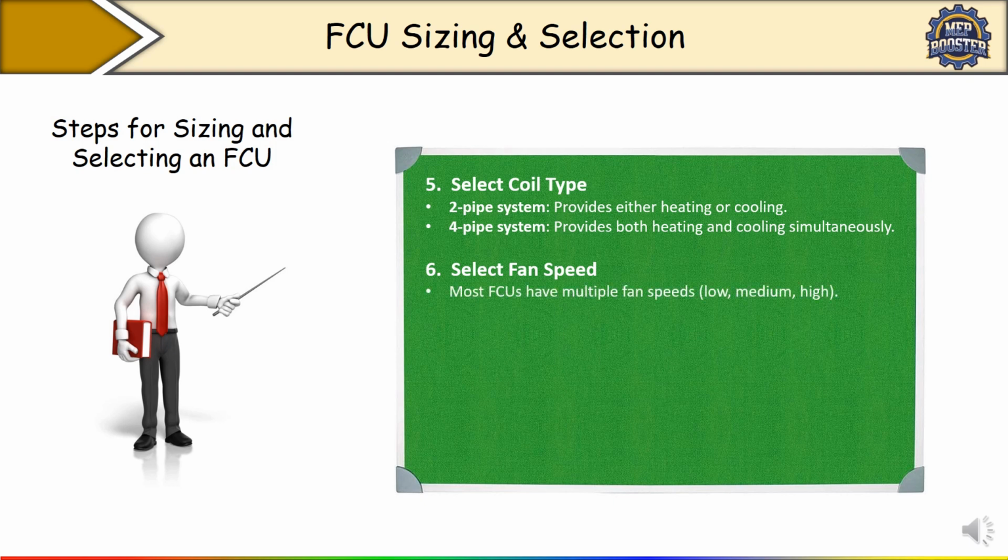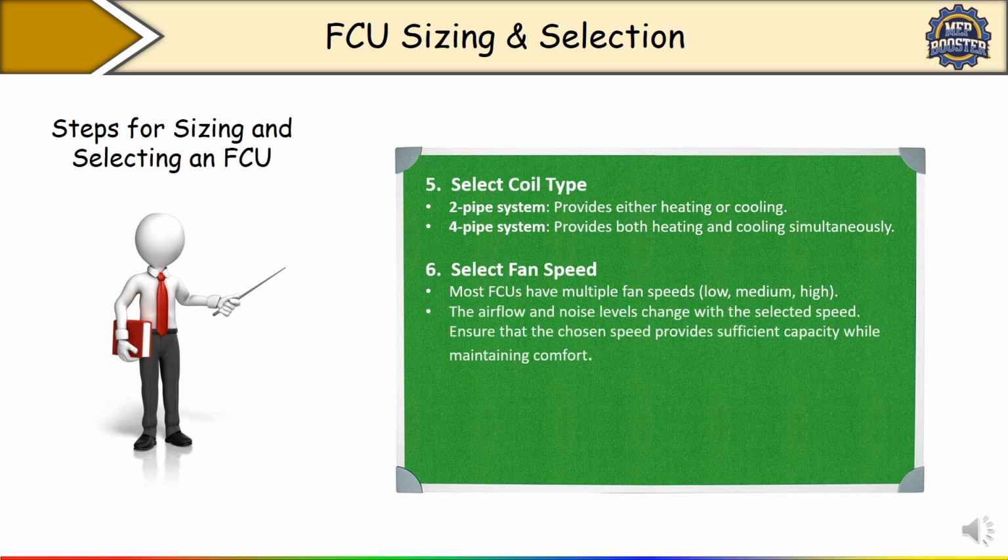Now select the fan speed. Most FCUs have multiple fan speeds: low, medium, high. So the airflow and noise level change with the selected speed. Ensure that the chosen speed provides sufficient capacity while maintaining comfort.